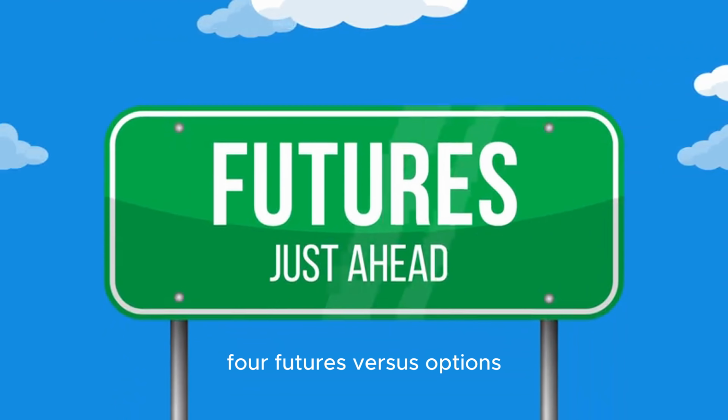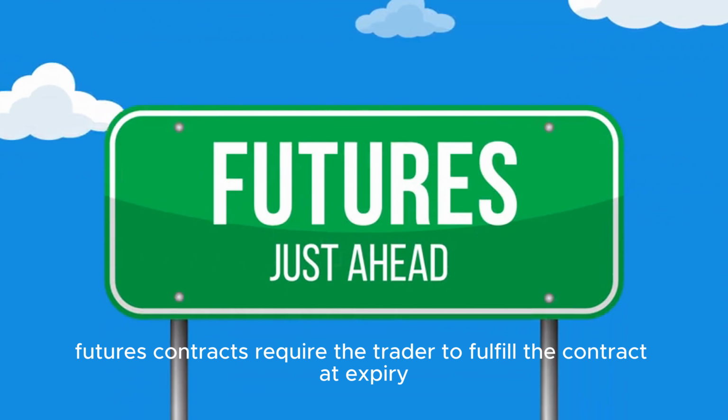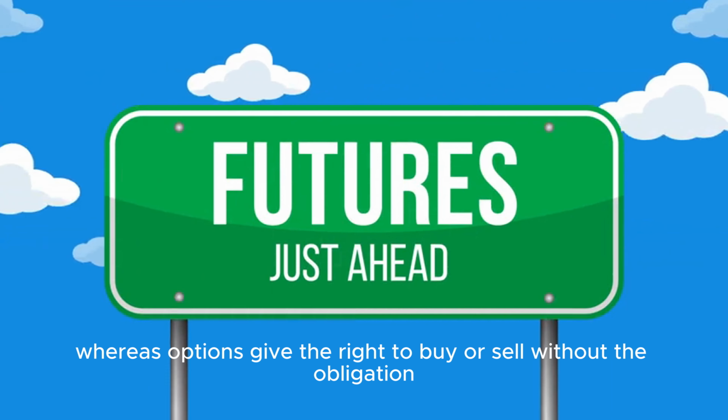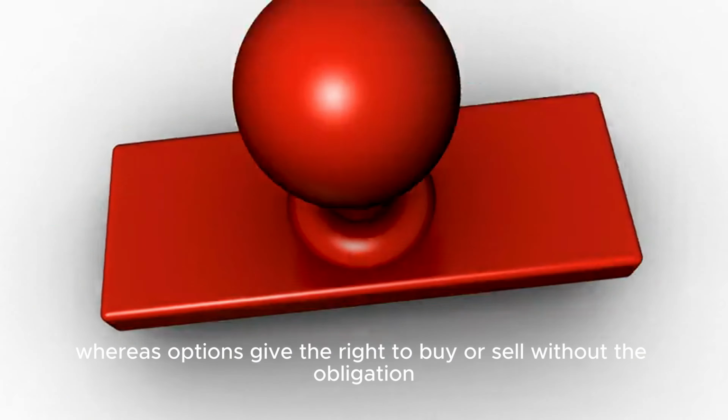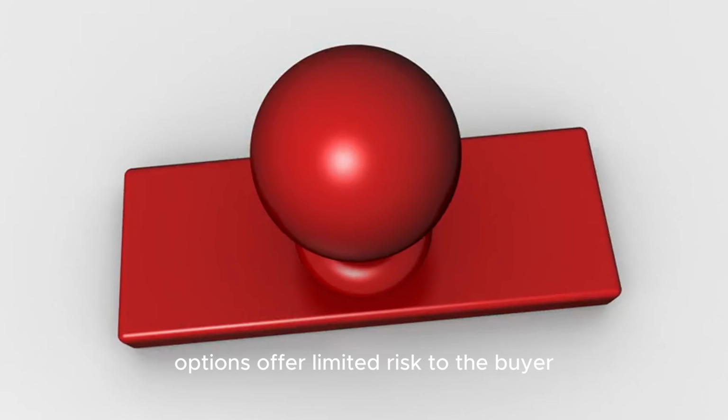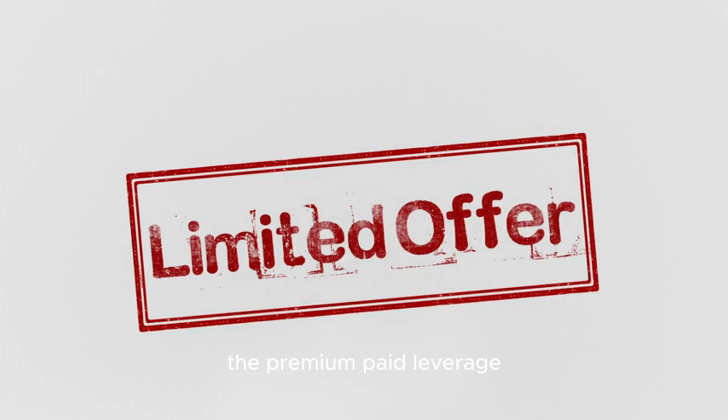4. Futures versus options. Obligation versus right. Futures contracts require the trader to fulfill the contract at expiry, whereas options give the right to buy or sell without the obligation. Risk and reward. Futures are riskier since both parties are bound by the contract. Options offer limited risk to the buyer, the premium paid.